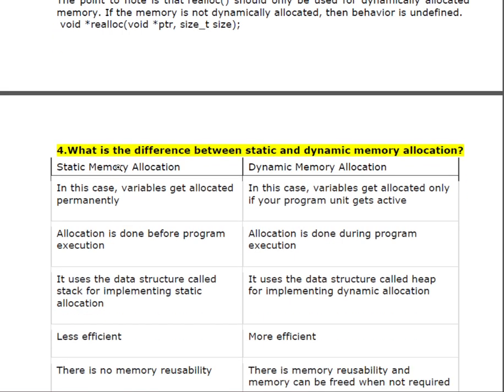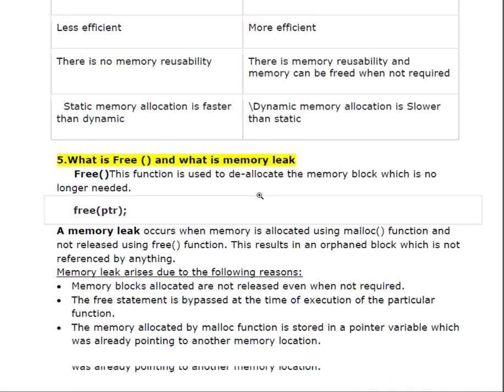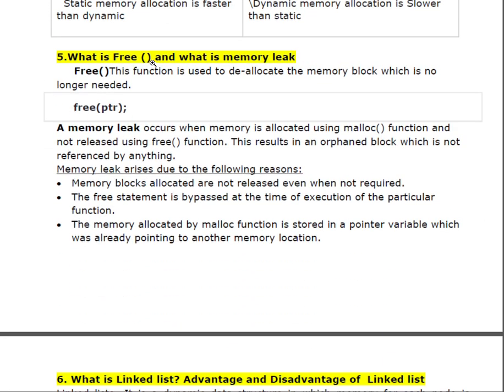What is the difference between static and dynamic memory allocation? We have studied this in the first lecture, so we will not study it here in this lecture. I am skipping this question. Coming to the next question: what is the free function and what is a memory leak? The free function is used to deallocate the memory block which is no longer needed. For example, free(ptr). That means the memory pointed to by this ptr variable will be deallocated.